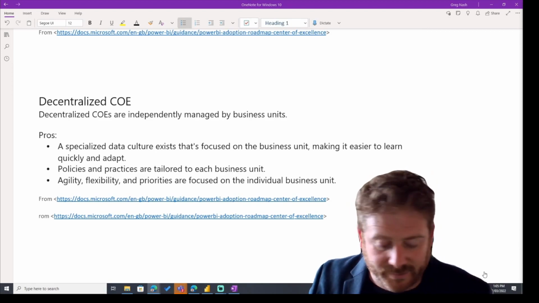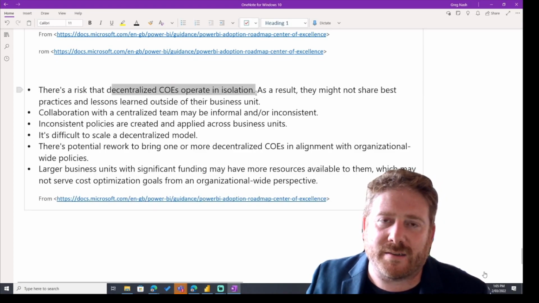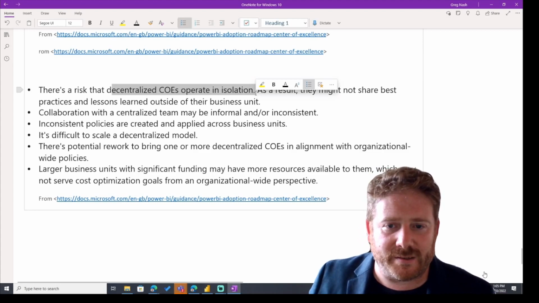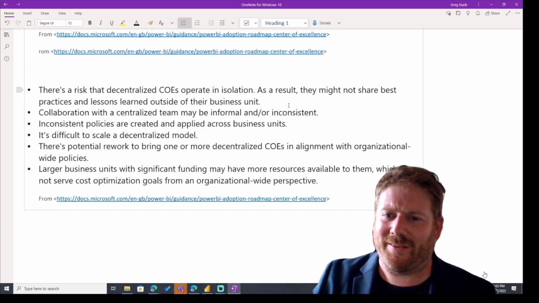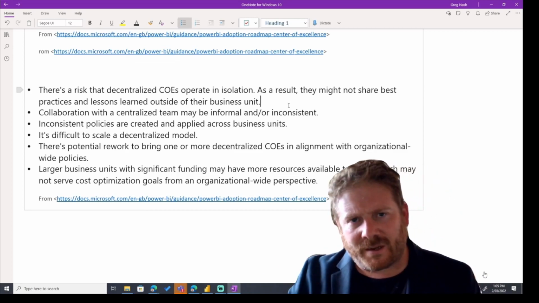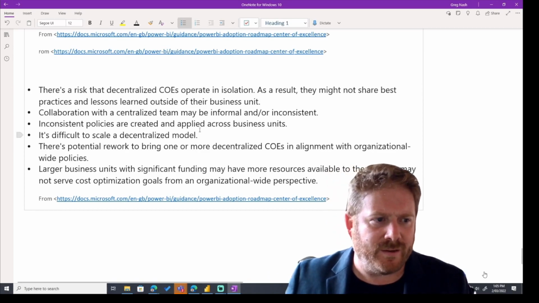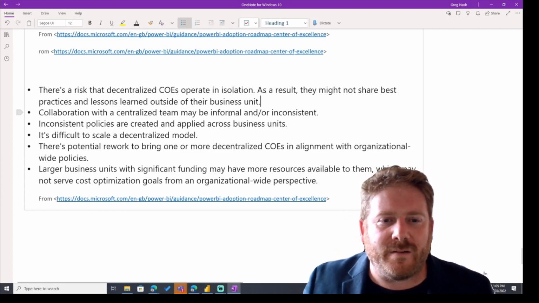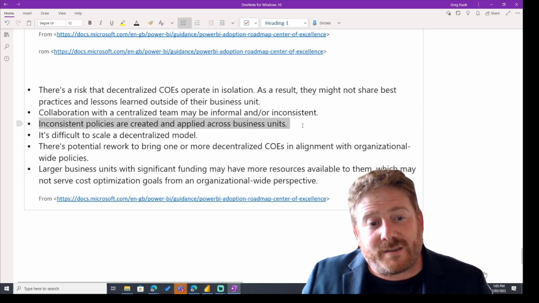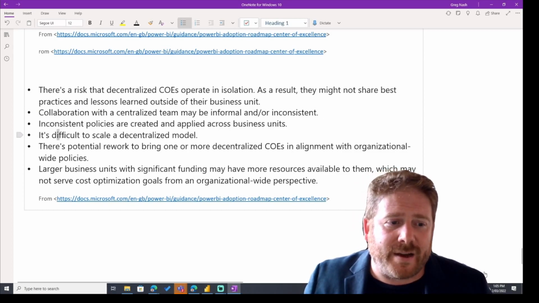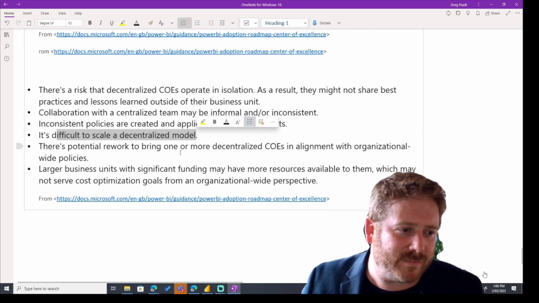Okay, what's the risks? And I'm sure you can probably guess a lot of them. Decentralizing means you operate in isolation. So you're off and you end up doing things by yourself. So you might not do best practice. You might just do okay practice, and then other people do best practice. So you won't have consistency or standardization across the whole organization necessarily. Collaboration with the centralized team may be informal or inconsistent. Yes, not much collaboration. Inconsistent policies, which it's really all the same stuff. Difficult to scale. Would it be difficult to scale? Wouldn't you just have a little model that you can shoot out to people? Maybe.